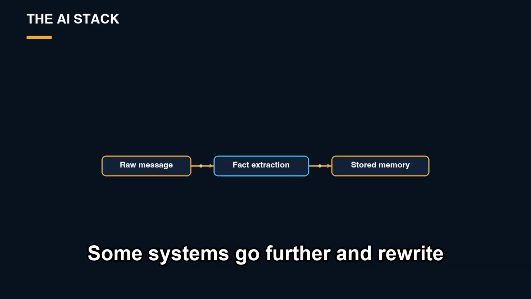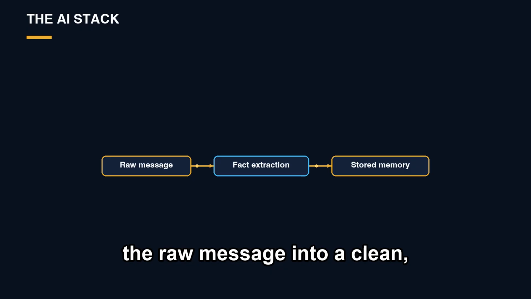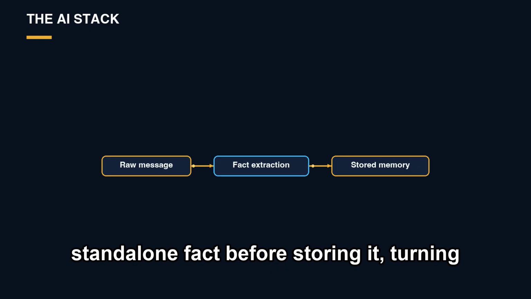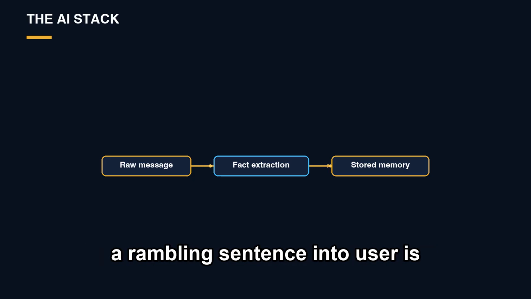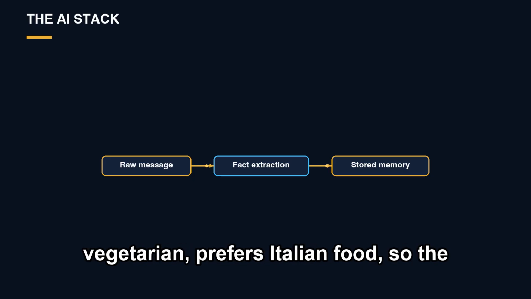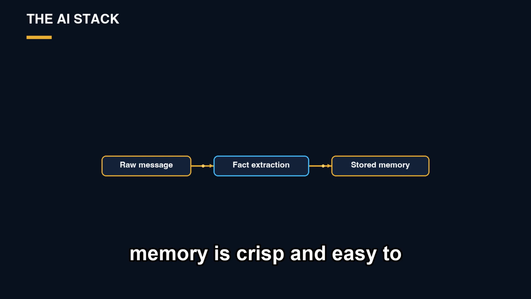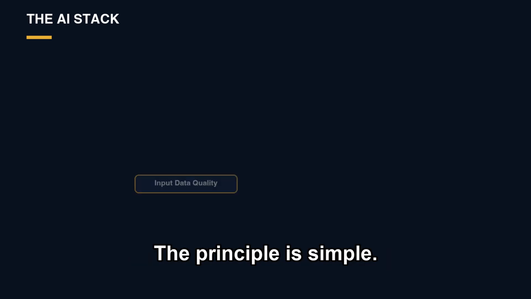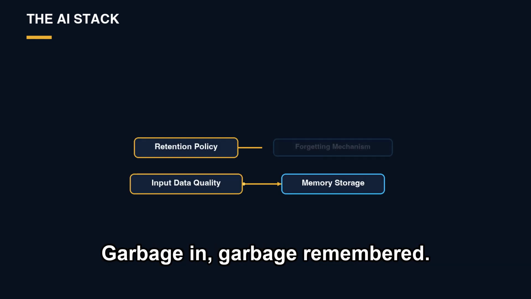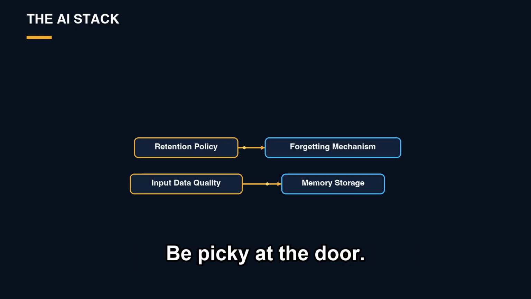Some systems go further and rewrite the raw message into a clean, standalone fact before storing it, turning a rambling sentence into "user is vegetarian, prefers Italian food," so the memory is crisp and easy to retrieve later. The principle is simple. Garbage in, garbage remembered. Be picky at the door.